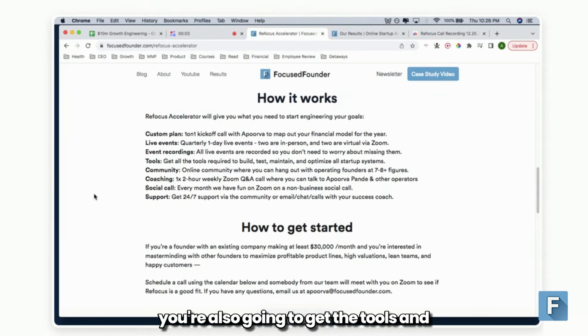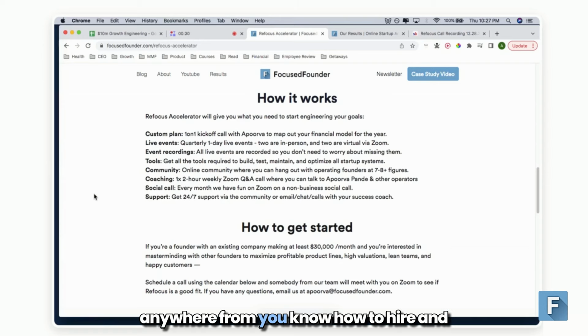You're also going to get the tools, and this is exactly what you need to start building up startup systems and testing them and maintaining them. And I've built enough startups at this point, and we've implemented systems custom for enough startups, that you're just going to get exactly what we're doing inside companies as we're scaling them up to 10 million. We have some that are at 10 scaling up to 100, and so we're just going to give you the best for your specific situation.